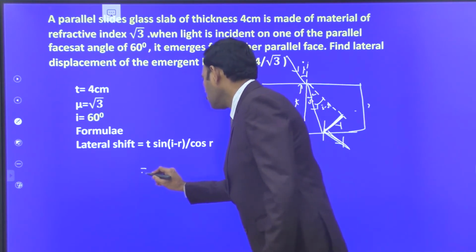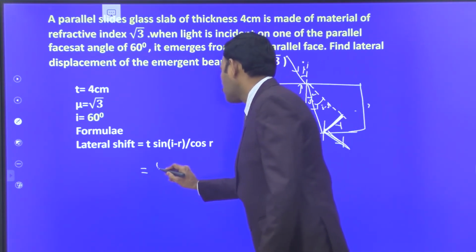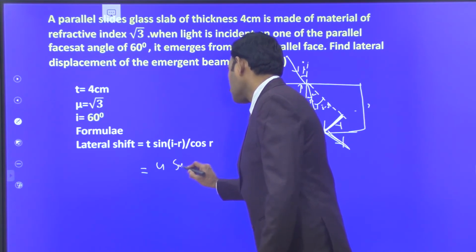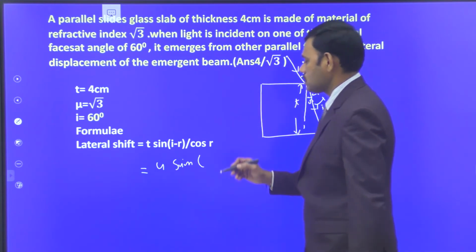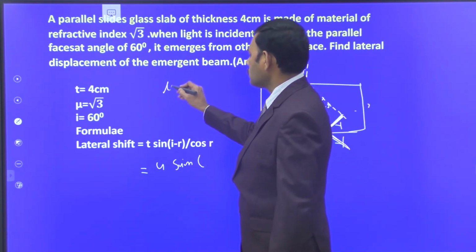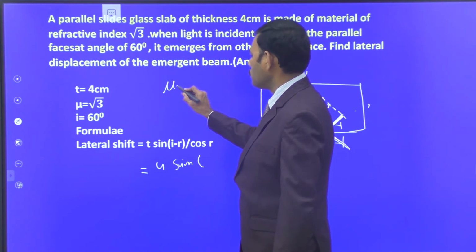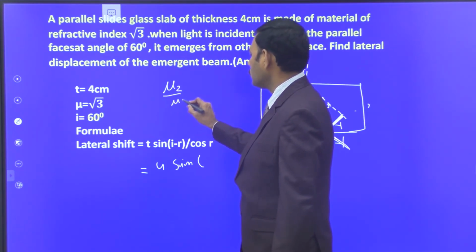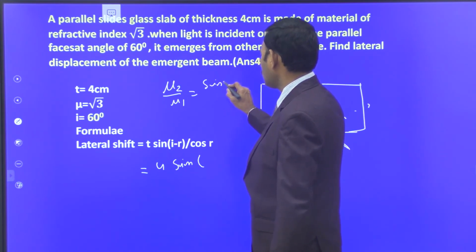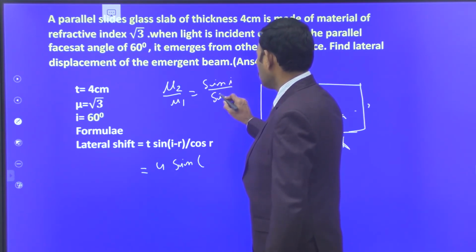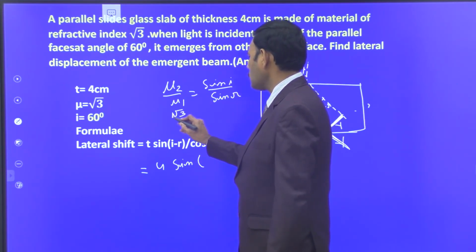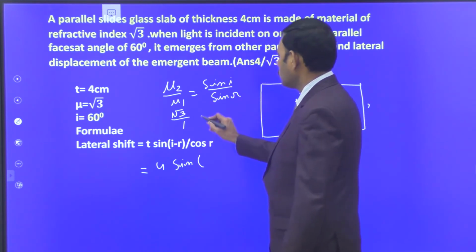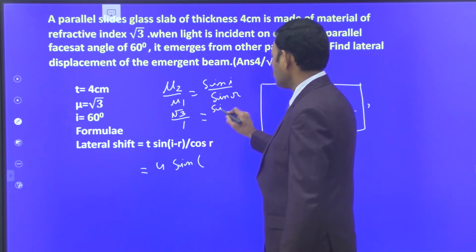Then use the given values. T is equal to 4 centimeters into sine of i minus r. First of all, we have to find r value. For that we use Snell's law. That is mu2 divided by mu1 is equal to sin i divided by sin r. It is Snell's law, very familiar formula for us. Mu2 is root 3, refractive index of the glass. Mu1, of course, air, medium 1. Sin i means sin 60 by sin r.